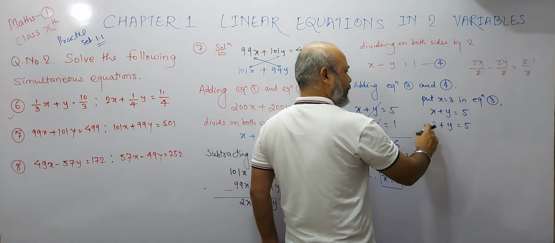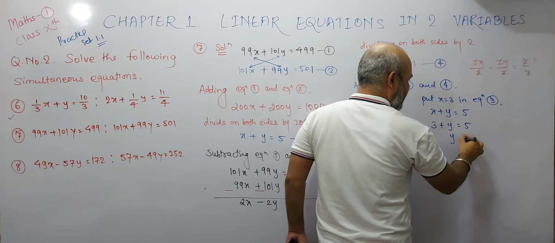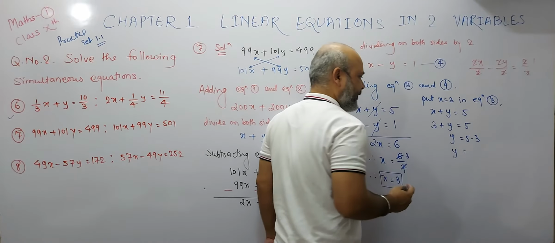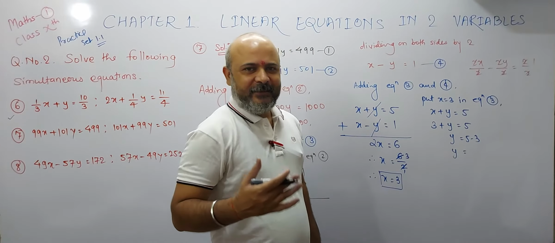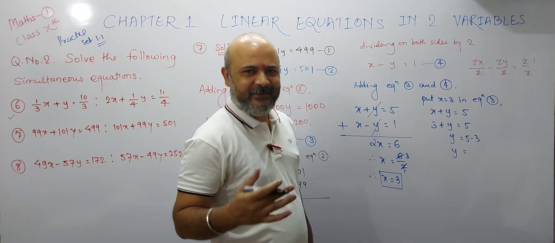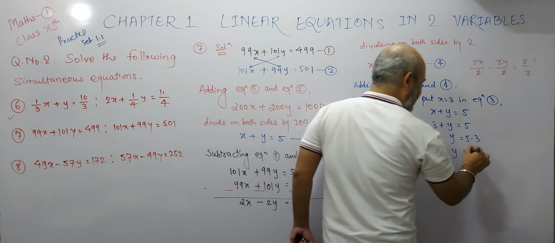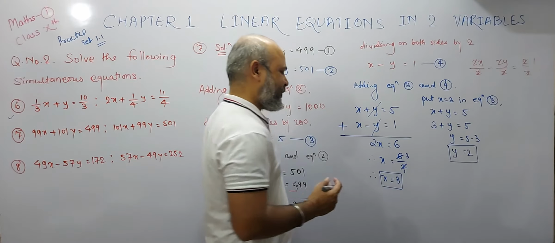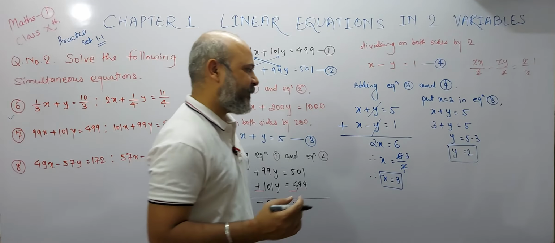Now transfer this 3 to the right hand side. You will get y is equal to 5 minus 3. And then y is equal to what? So what will be the value of y? 5 minus 3, that is 2. So this is the answer, student. The answer is: x variable is 3 and y variable is 2.